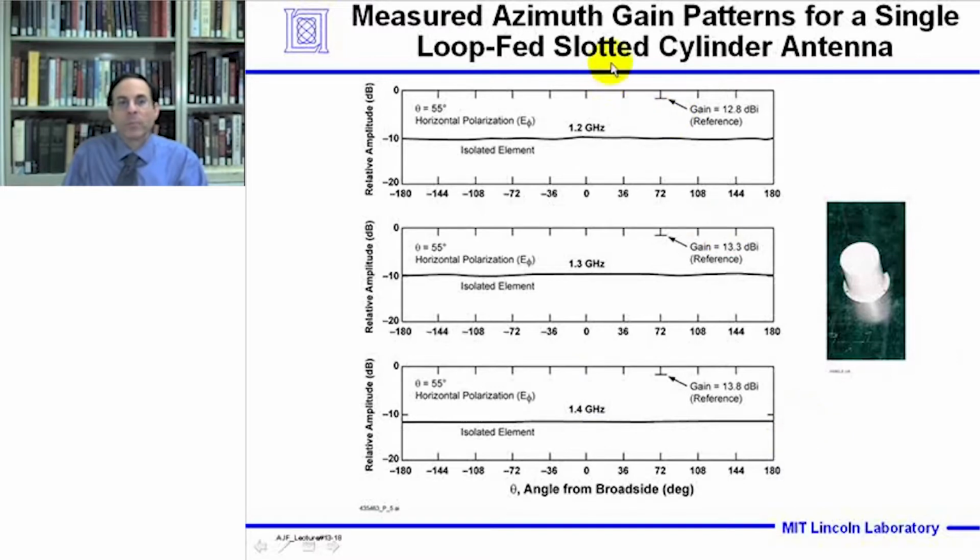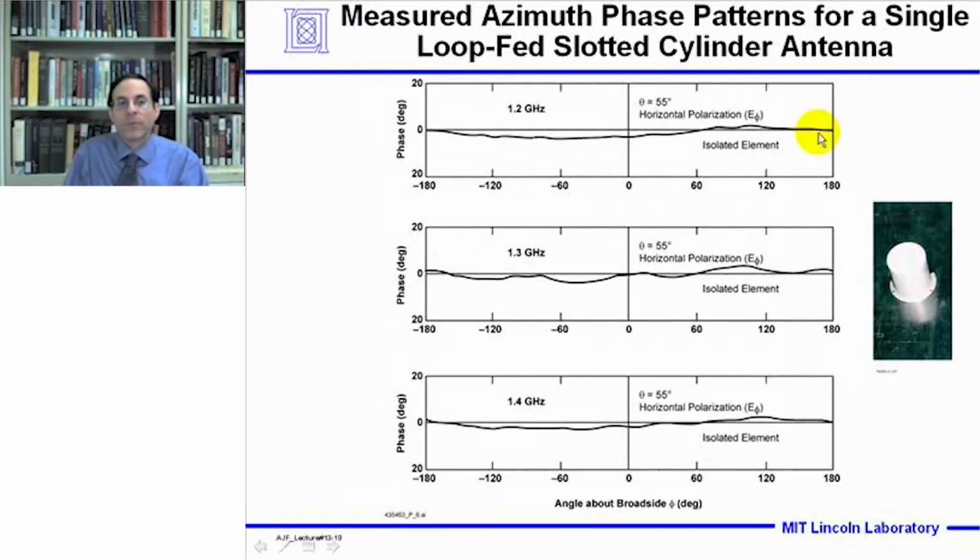Here are the measured azimuth gain patterns for the single loop-fed slotted cylinder antenna on the ground plane. And the azimuth pattern is very flat over the band from 1.2 to 1.4 gigahertz. Again, this is the horizontal component E phi, and it's for the isolated element on the ground plane. So over a full 360 degrees, this element exhibits omnidirectional performance.